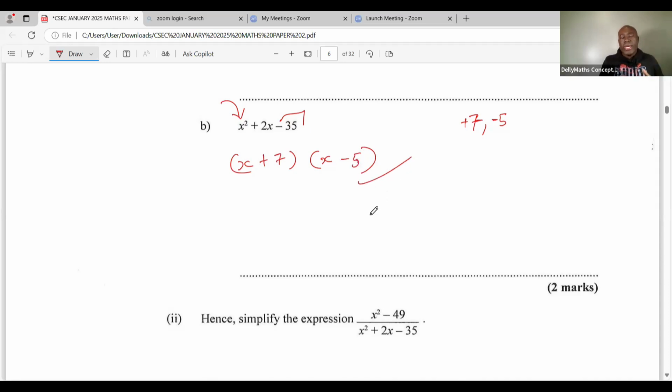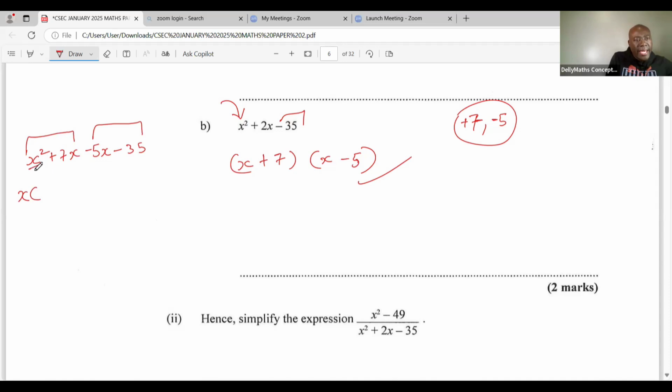This one is kind of quick and easy. Let us say you don't know how to just drop them in. You could have set it up like this: x squared plus 7x minus 5x minus 35. And then you want to factorize by grouping. Divide x here and x there, you're going to get x plus 7. Then negative 5, you divide negative 5 here and negative 5 here, you're going to get x plus 7. In brackets, x plus 7, x minus 5. Same thing.